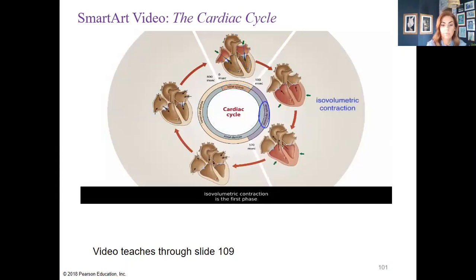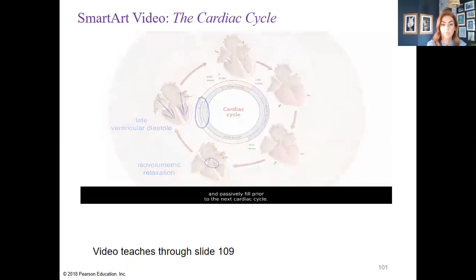Isovolumetric contraction is the first phase of ventricular systole and causes the AV valves to close, while the second phase is ventricular ejection, which opens the semilunar valves as blood is forced into the arteries. As blood pressure rapidly drops in ventricular diastole, the semilunar valves close and the ventricles begin to fill again as all four chambers of the heart rest and passively fill prior to the next cardiac cycle.